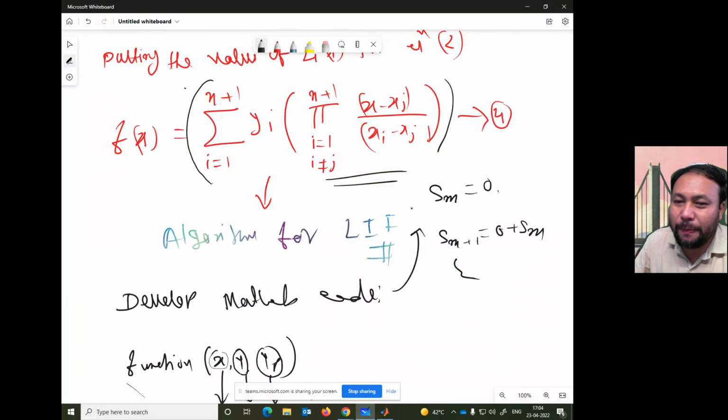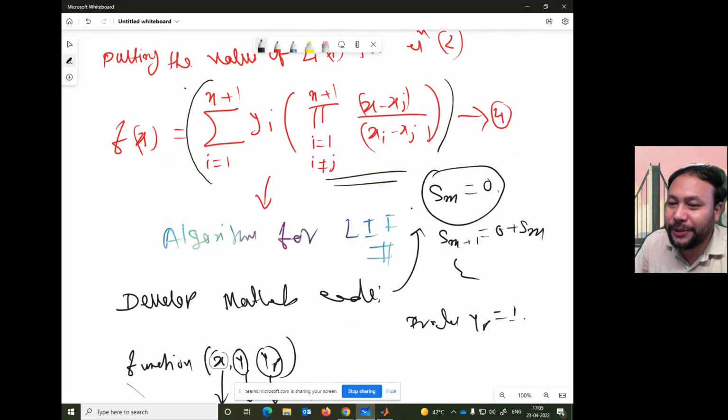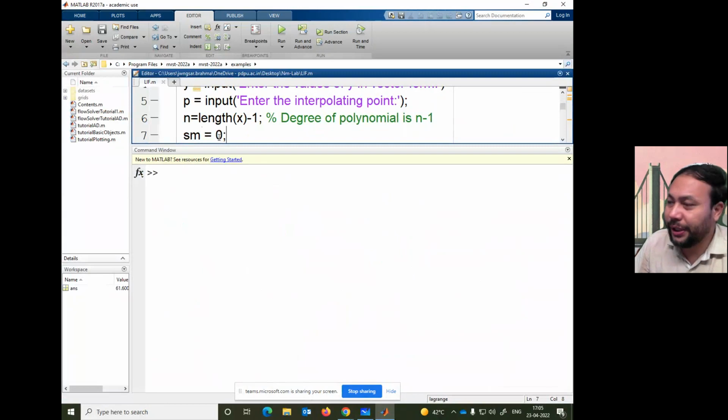But in the case of multiplication, if it is a product, I cannot start from 0. If it is a product, it should start from 1. Then only can we multiply. Otherwise, it becomes 0. So initially, suppose the summation is 0 here, because we have summation along with the products. Now come up here, sum is equal to 0.